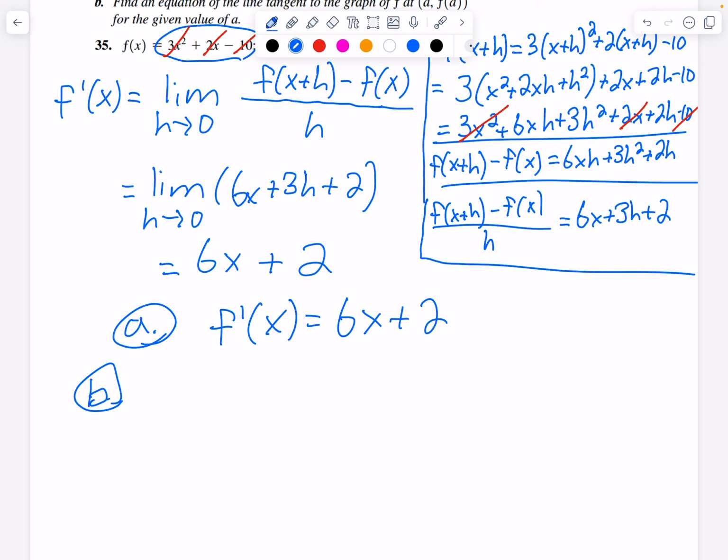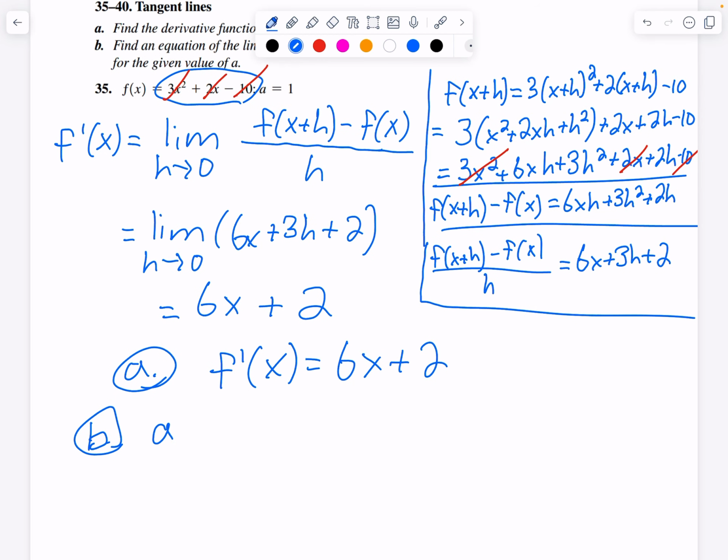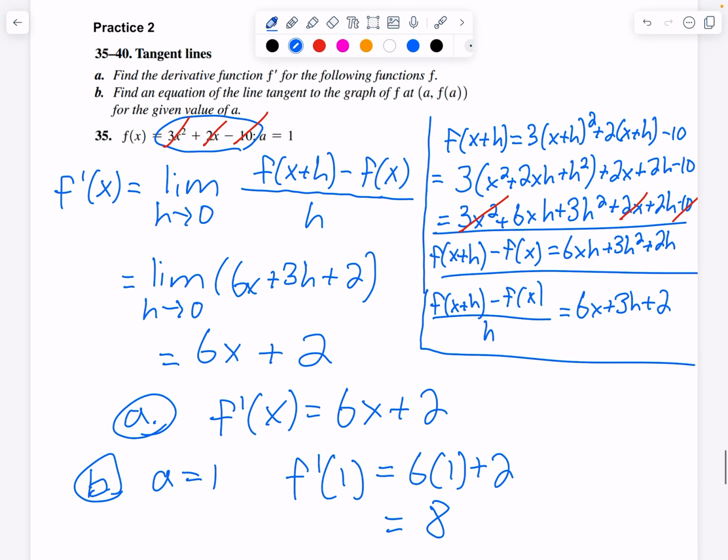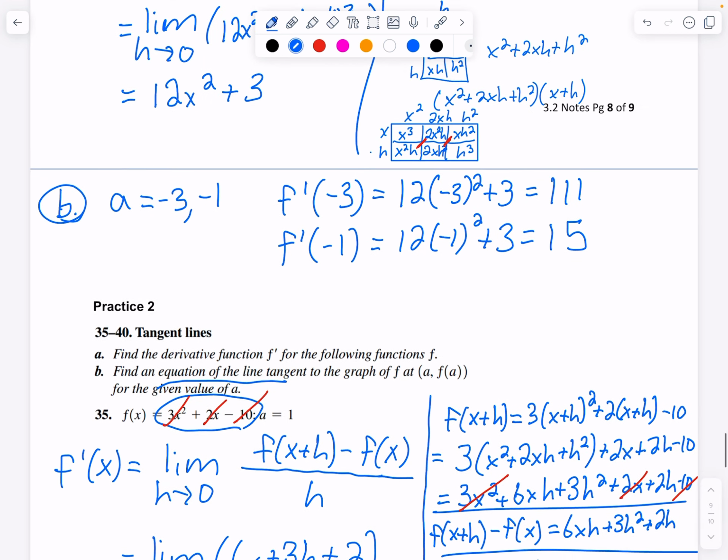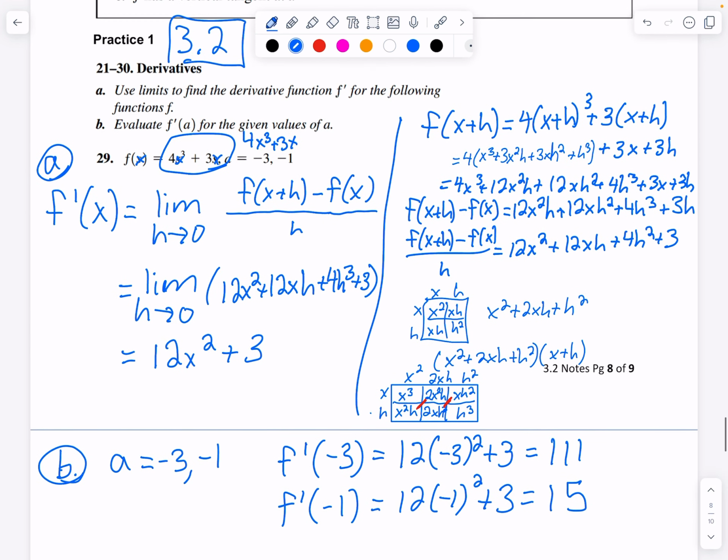B wants us to evaluate for the values of a. They only gave us 1 this time. So a is 1. So f prime of 1 is equal to 6 times 1 plus 2. So that's equal to 8. Okay, but the directions didn't say just to find that. It says find the equation of the line tangent to the graph. I'm wondering if the example above, the practice there, said that. Let's look. Nope, it just said to evaluate.